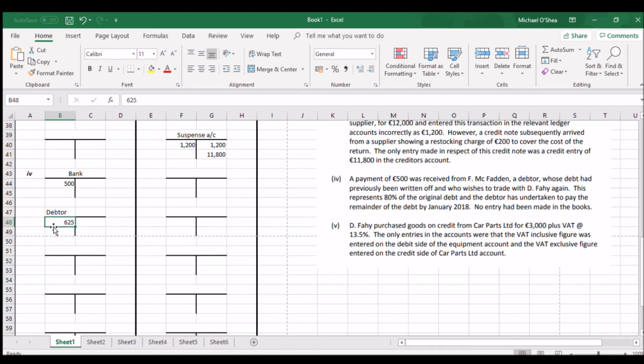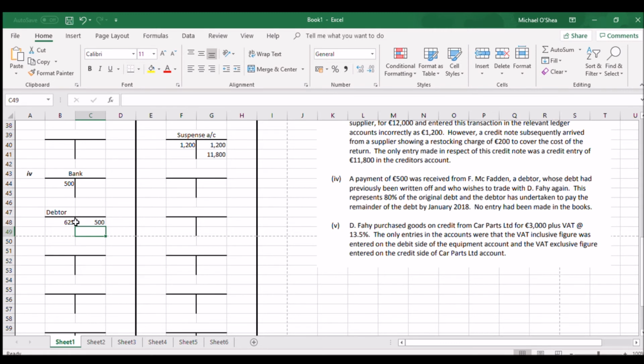So I'm going to increase the debtors account again by 625 because we're bringing that debtor back to the business. Okay, they don't owe the full 625 because this debtor has paid 500. So you'll find that there'll be a kind of aggregate there of 125 that you can take for.